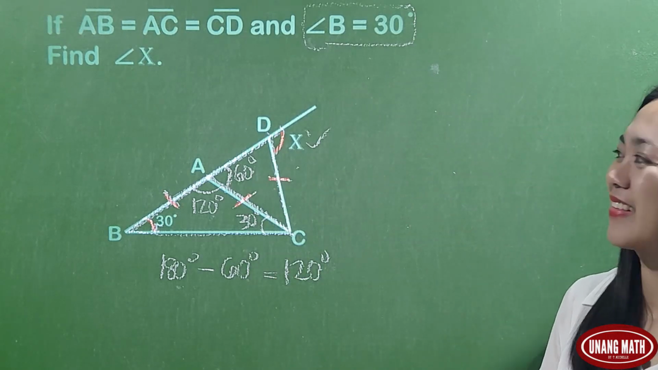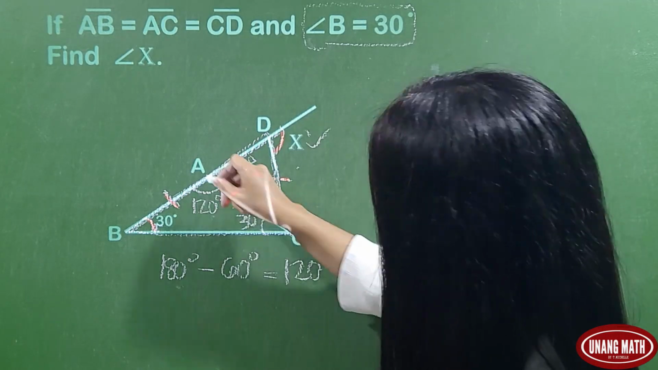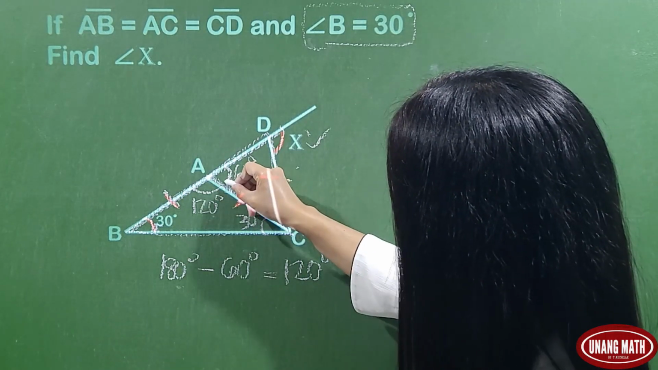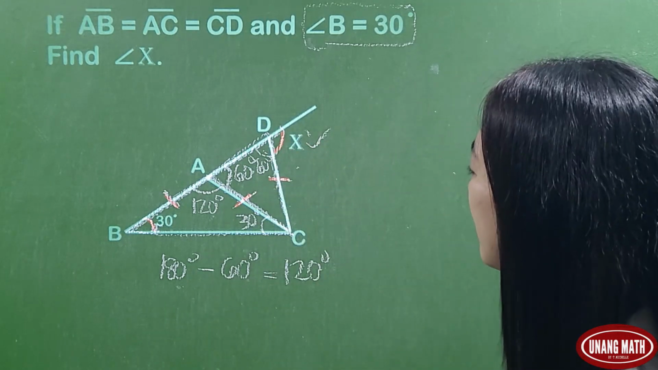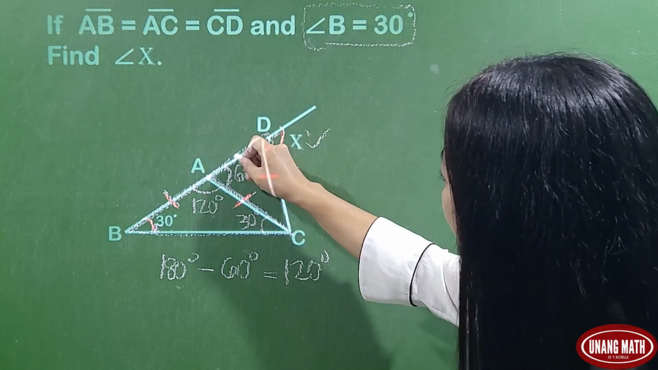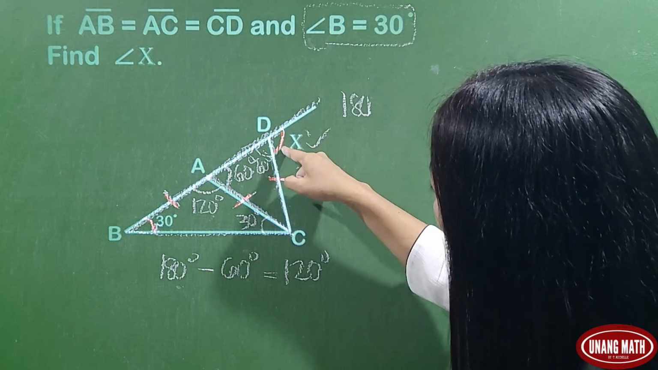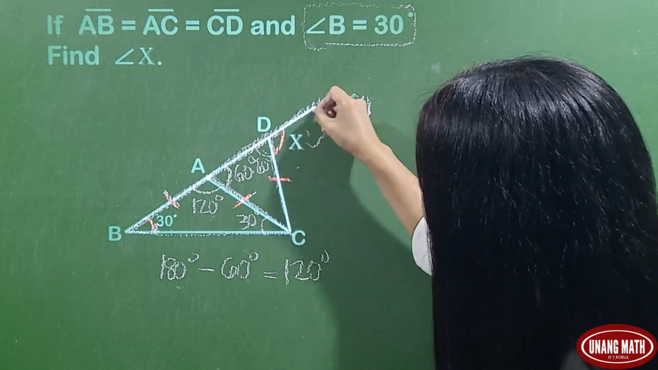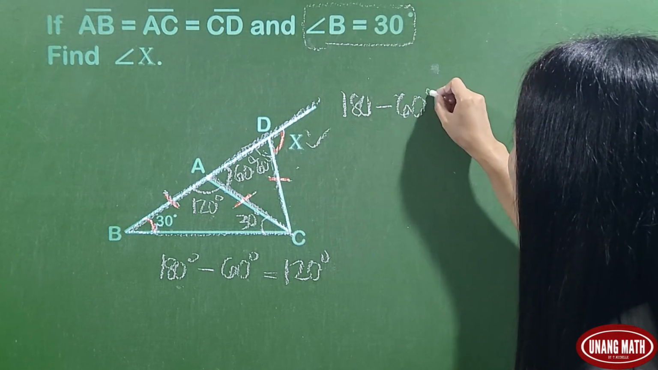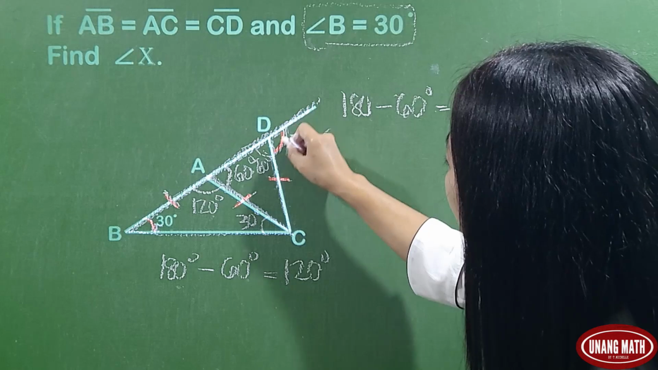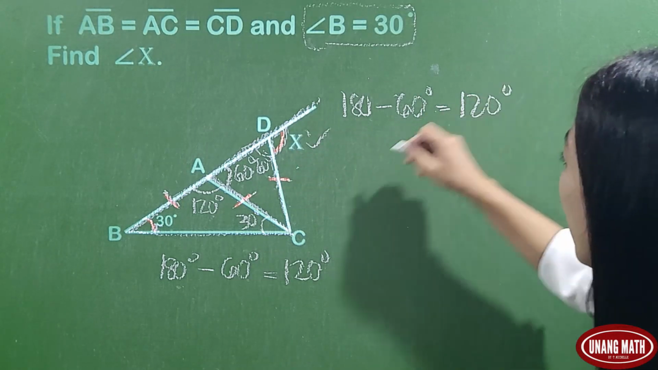Okay, to find this angle, this is a straight line, 180 minus 120, then that means this is 60 degrees. Okay, now, this is an isosceles triangle. If this is 60 degrees, then this is also 60 degrees. So, to find angle X, we can now subtract 60 from 180 degrees because this is a straight angle. So, 180 minus 60 degrees, then that means angle X is 120 degrees.